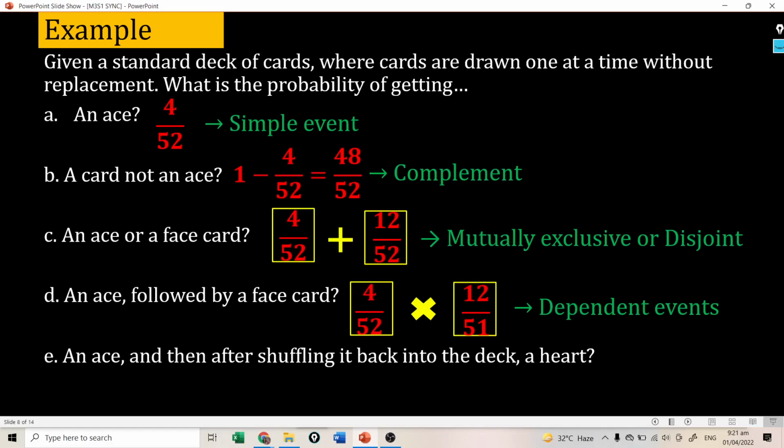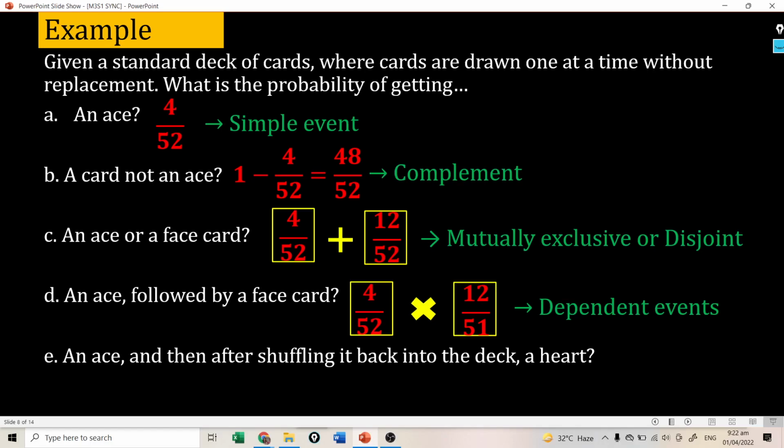mo eh. 'Di ba? And then look at this, an ace and then shuffling it back into the deck and the heart. Look at this, ha? An ace, pili ka ng isa. What's the probability that the first draw is an ace? Then you put it back, shuffle it, pick another one. What's the probability that the second one is a heart? Imagine, does the second probability have anything to do with the first? Will it be affected by the first?